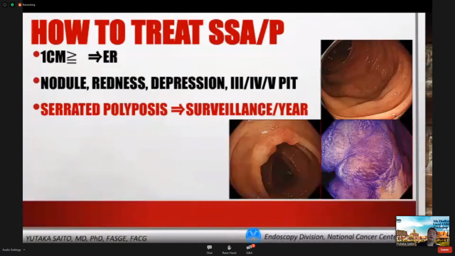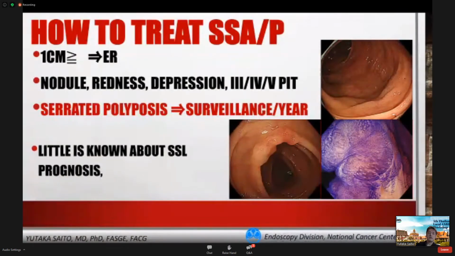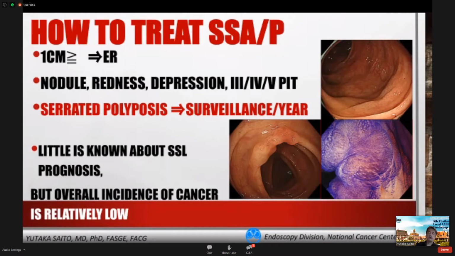And apart from SSL, some patients have lots of SSL and large SSL, so-called serrated polyposis. They have a high risk of carcinoma, so they should be followed annually. And as for the long-term prognosis of SSL, still little is known. But from several papers, the overall incidence of carcinoma in SSL is relatively low compared to conventional tubular adenoma.